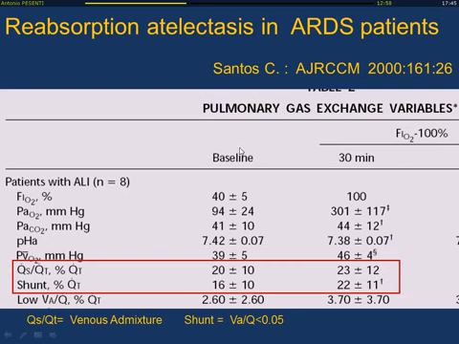And in this study, which was performed at the time when people were still doing multiple inert gas evaluation of VA/Q ratios, it was shown that even in ARDS, the use of 100% oxygen would increase substantially intrapulmonary shunt, from 16 to 22%, or from 20 to 23%.